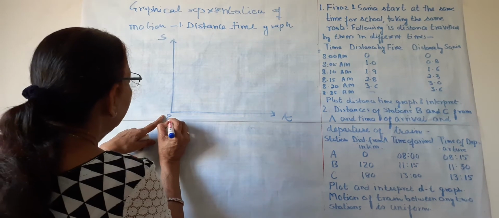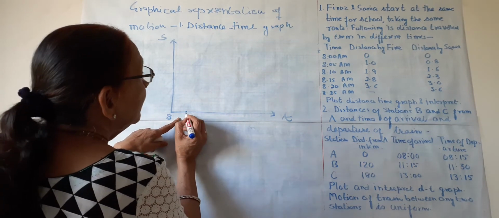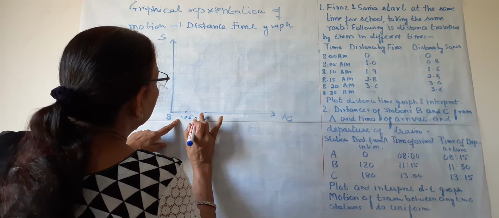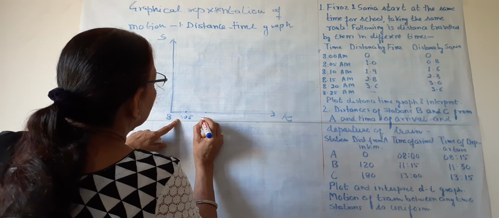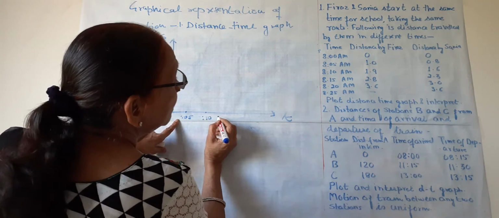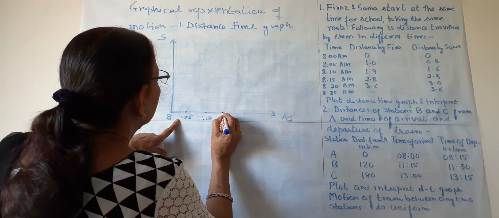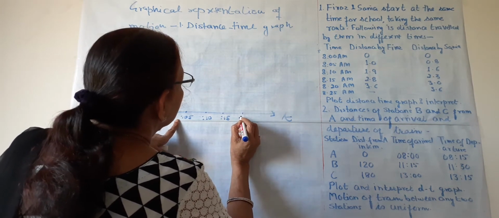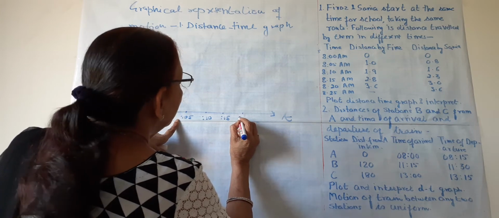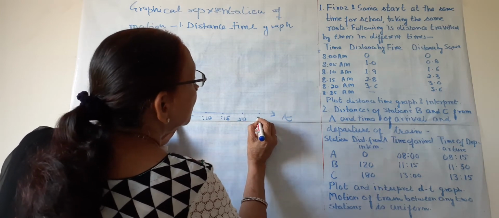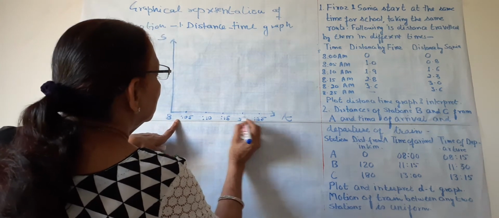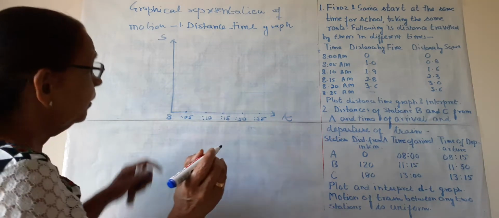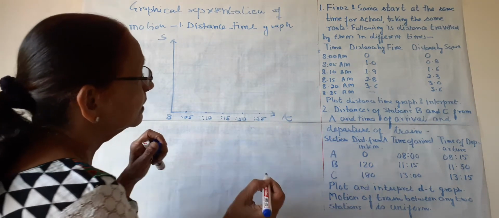So here I will write 8 o'clock, then 8:05, 8:10, then 8:15, then 8:20, and 8:25. The time is taken on this axis.